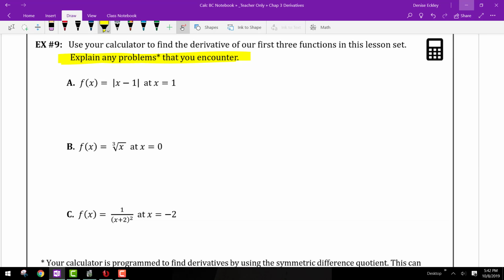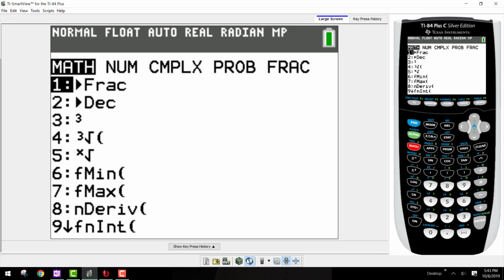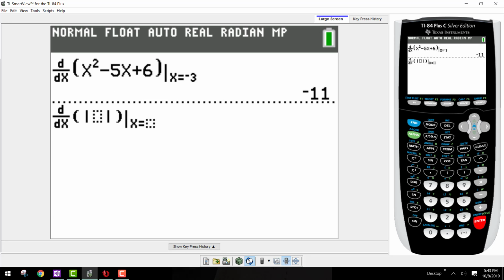So for instance, at the first one, we're at x equals 1. And if you know what this function is going to look like, then you can see why we're going to have a problem. So let me do it on the 84. So same thing, I'm going to do math. I'm going to choose number 8, and then I am going to choose my x, and then I'm going to put in the absolute value of x minus 1, and I'm doing this at 1. And when I do this, I get 0.